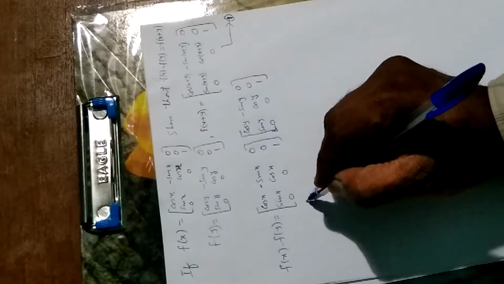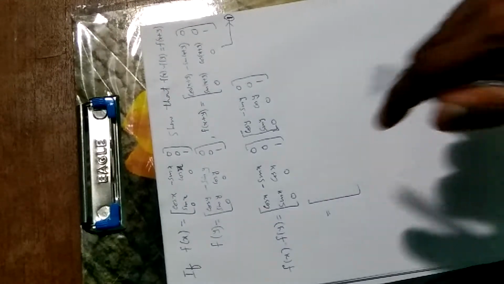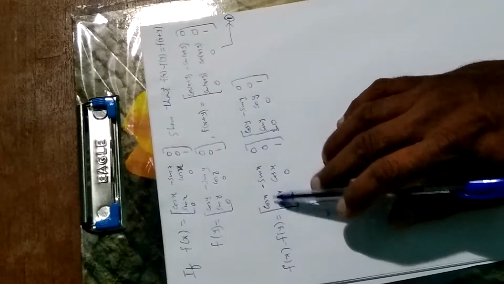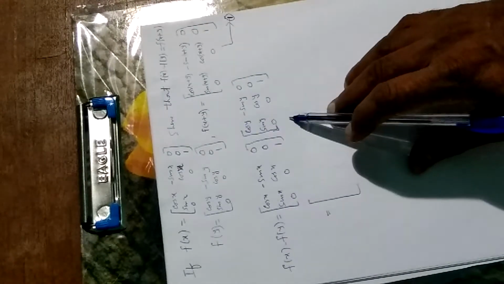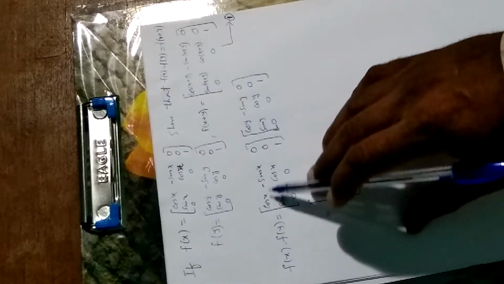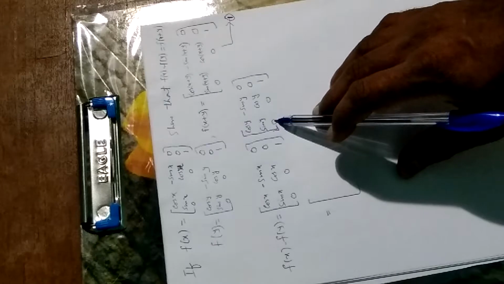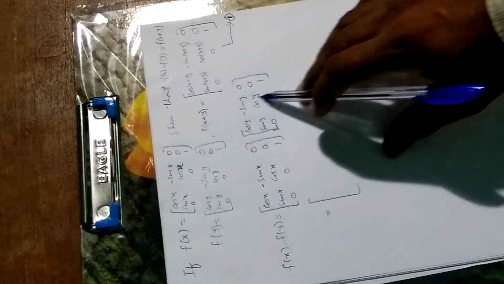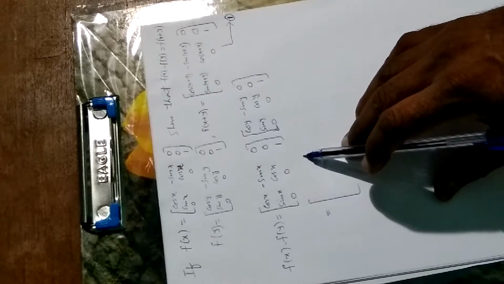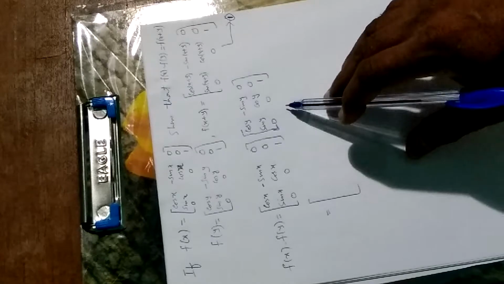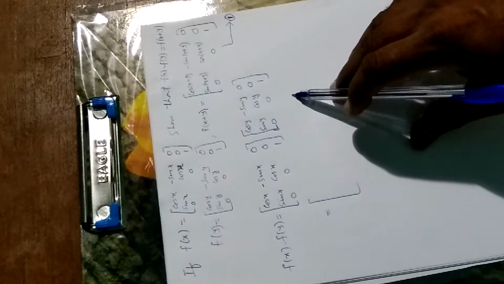Now multiply, we know matrix multiplication, right? In matrix multiplication, we have to multiply row by column. First row first column will give you the first term, first row second column will give you the second term of the first row, first row third column will give you the third term of the first row.